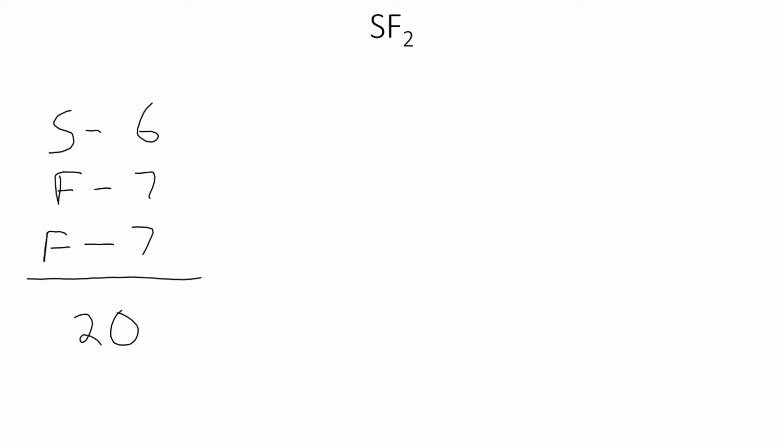Now, our next example is SF2. You just want to follow the same pattern, the same sequence of events. First thing is we want to total up valence electrons. We need to know how many electrons our structure needs. If you look at sulfur on the periodic table, it's in group 6A, so that's going to be 6 valence electrons. Fluorine is in group 7A. So our sum total is going to be 20 valence electrons in our structure.